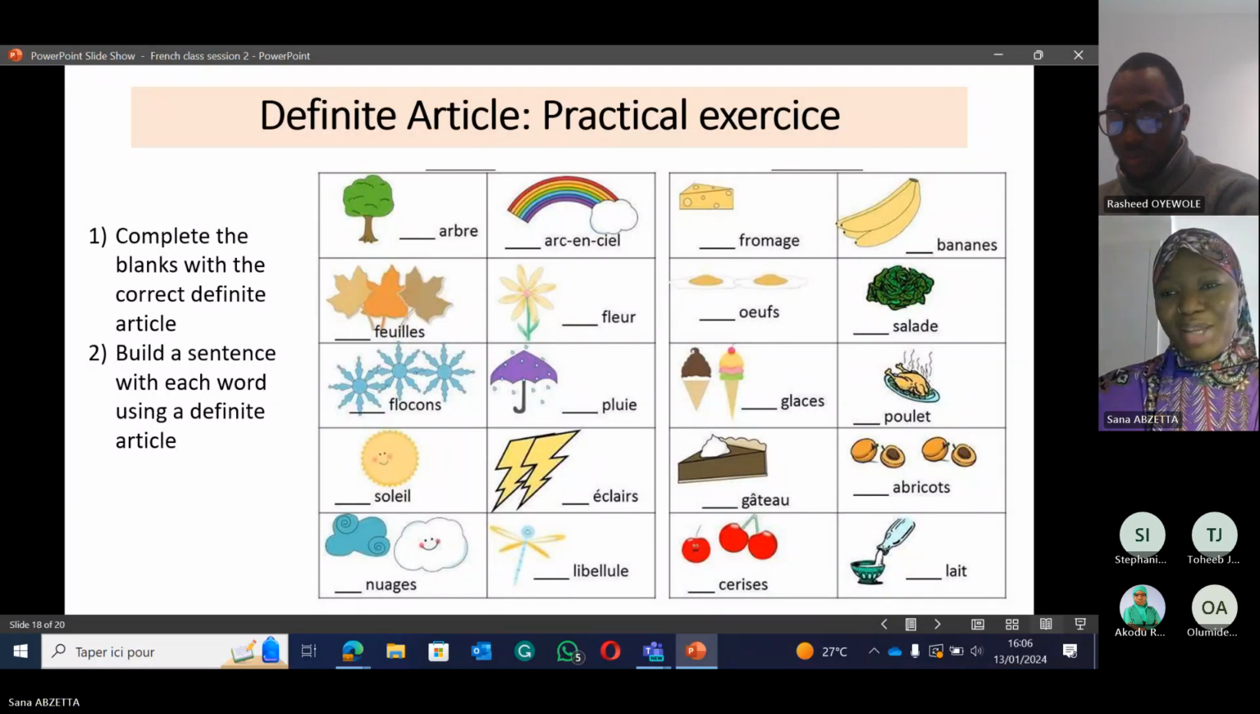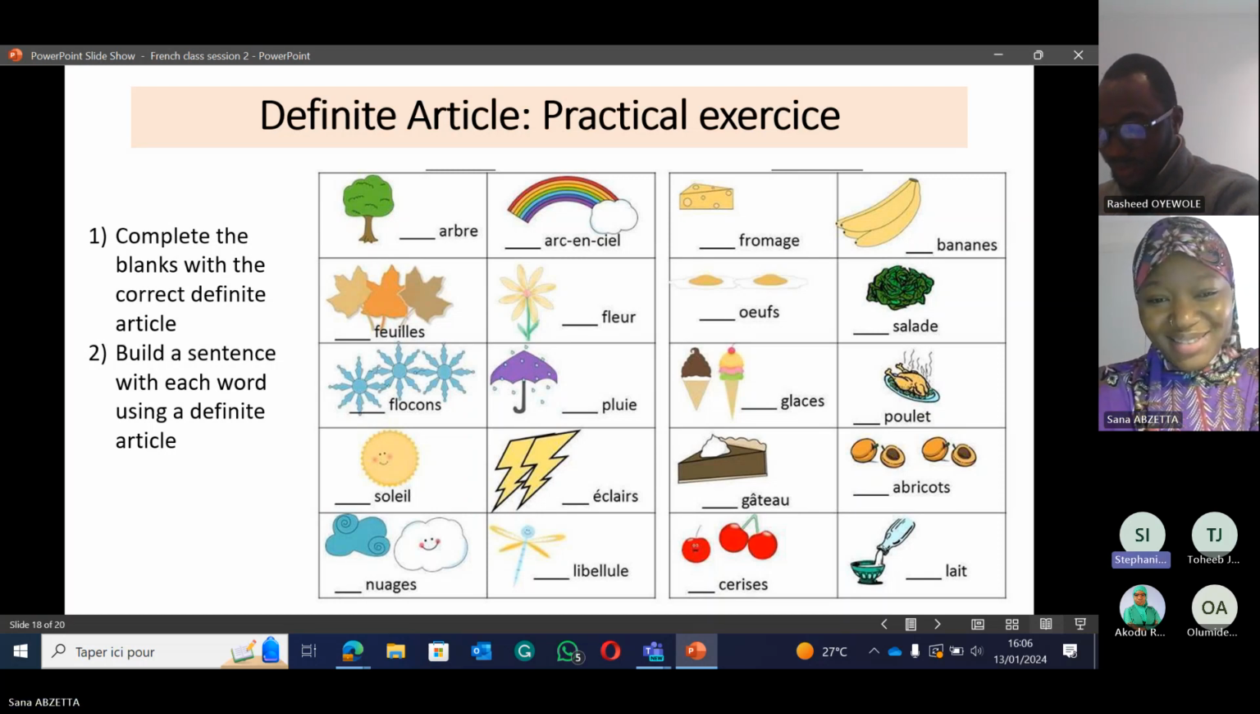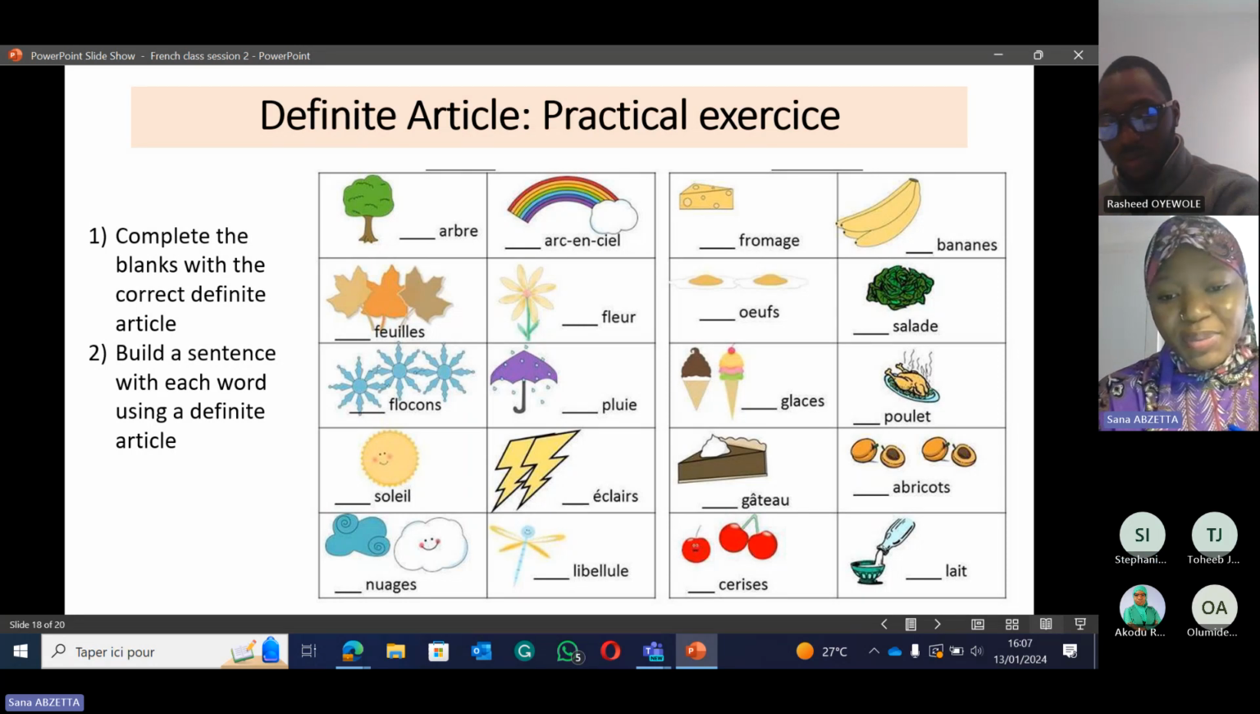Okay. Good. Next one. Le banane. Good. Perfect. Next one. Le fil. Les feuilles. Les feuilles.